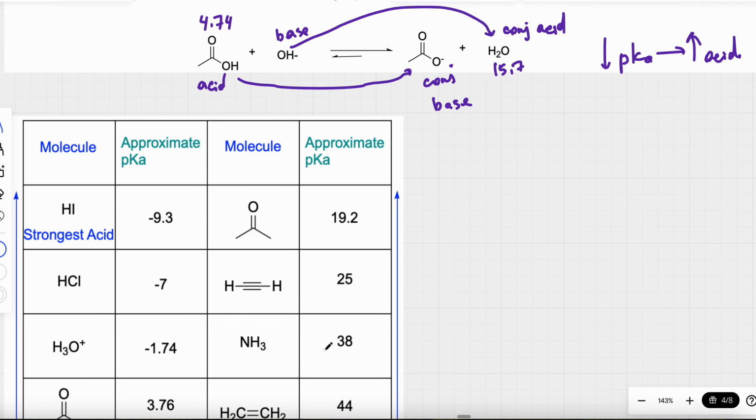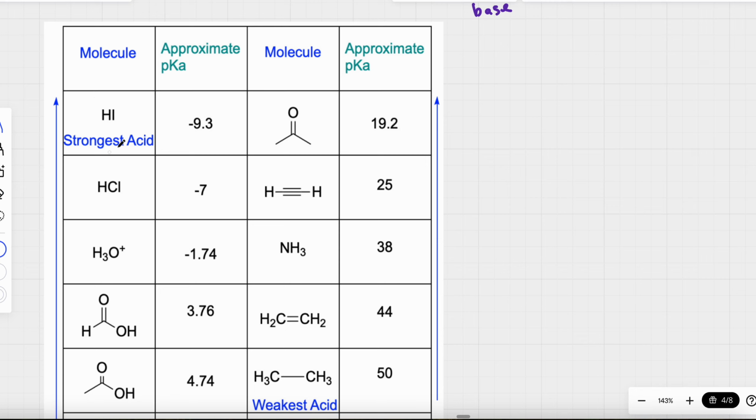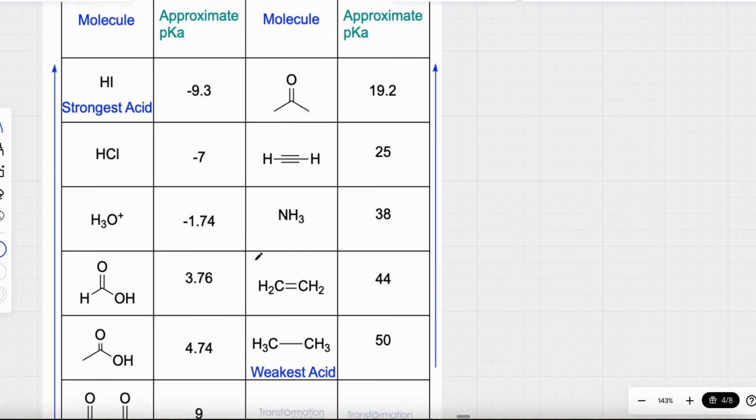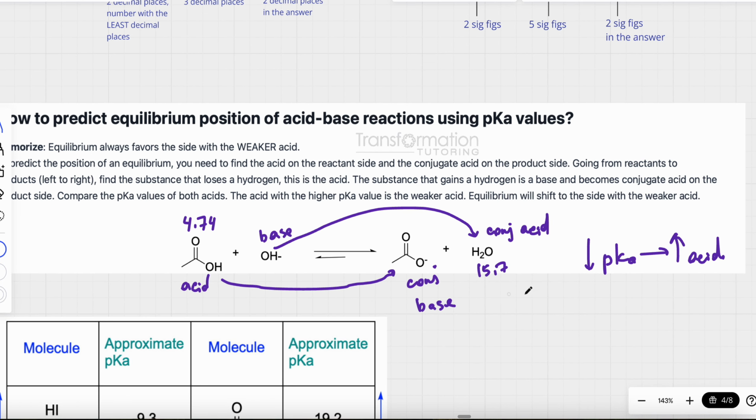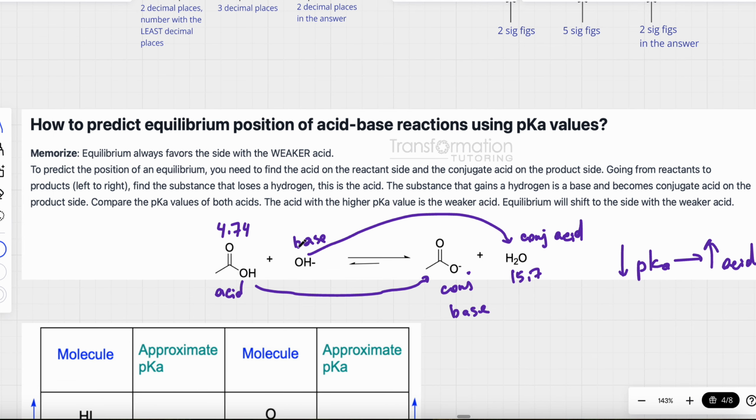acid it is. That's why in my chart you can see that HI has a very, very tiny pKa value. It's actually negative and it's the strongest acid. And then an alkane, such as ethane, has pKa value of 50. It's a much bigger pKa value. So the key is to remember that the smaller the pKa value is, the stronger the acid is. And we also have to remember that the equilibrium always favors the side with the weaker acid.